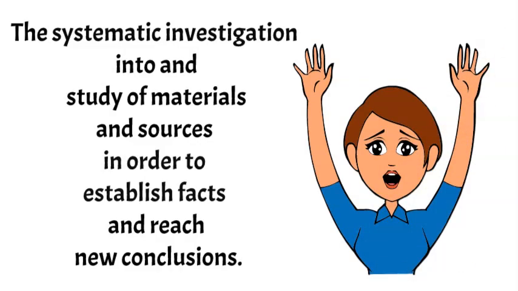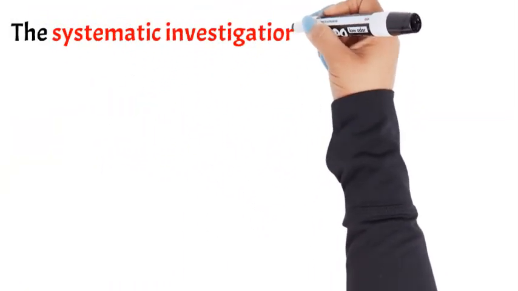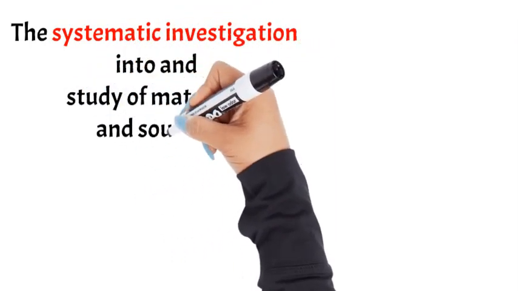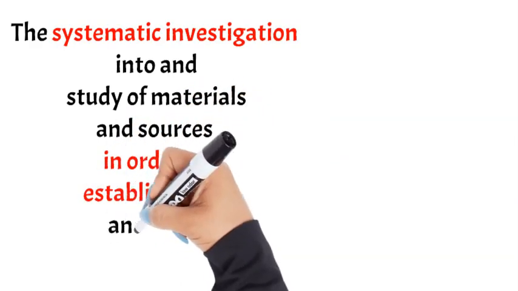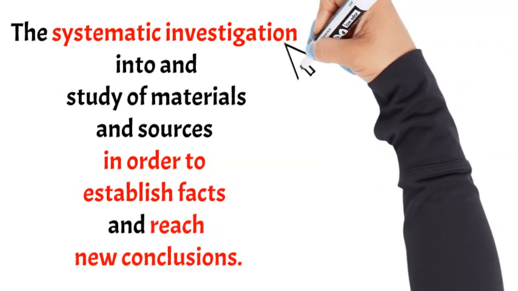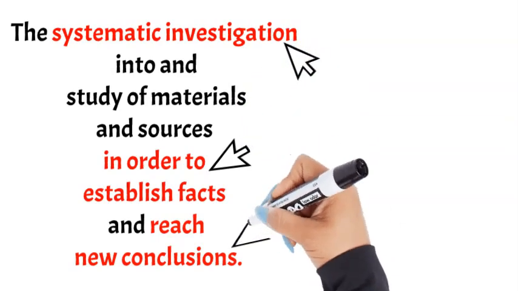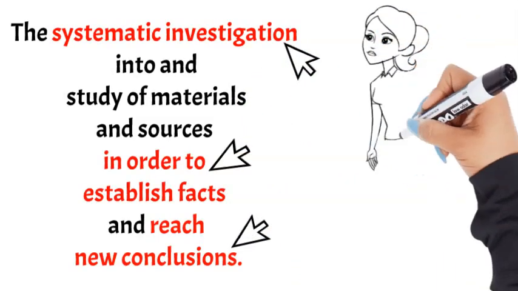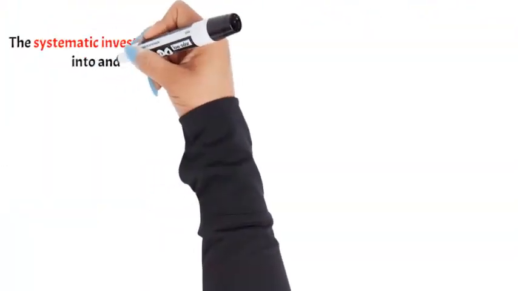All right, so let's check it out in this way that we are going to highlight the keywords that are really making the real meaning of the definition. For instance, we have the same definition, but the keyword is systematic investigation. And after the investigation, you are establishing facts and you come up with new conclusions. All right, I'm listening. What next?